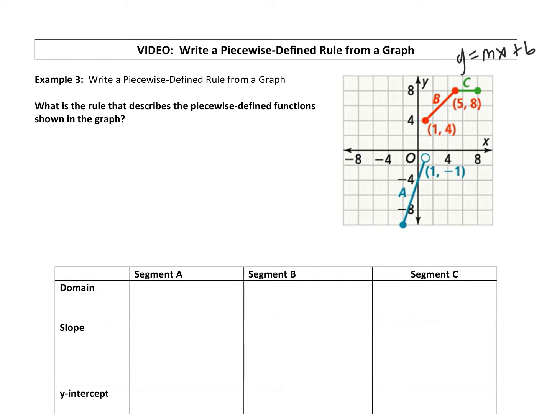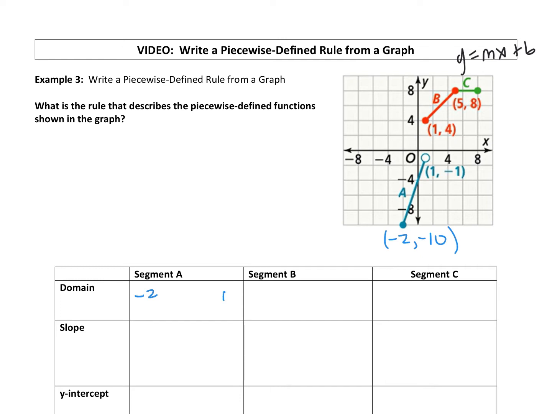Identifying the domain of segment A. So remember, domain is your x's. It goes from which x value to which x value. Because we're dealing with ordered pairs, we can use those ordered pairs to actually help us out. We are missing an ordered pair. This one down here, if you look at the graph, it's (-2, -10). So segment A goes from -2 in x all the way to +1 in x right there. So we're going from -2 to +1.